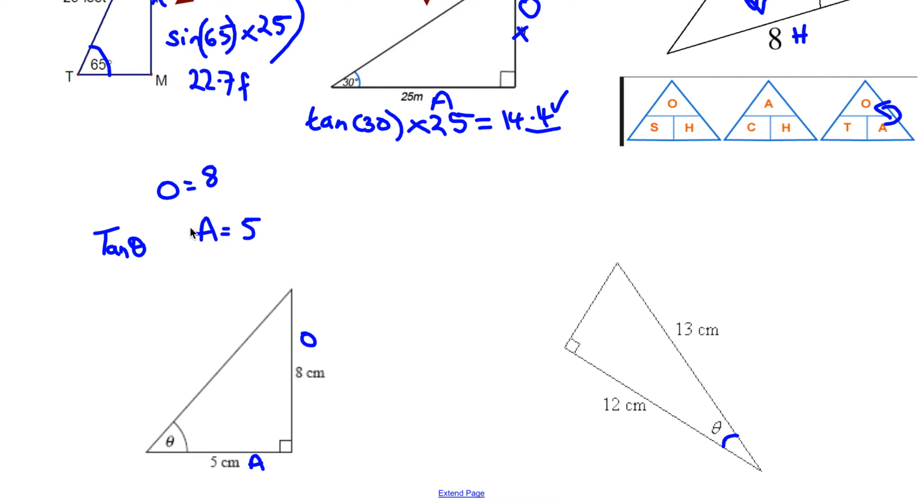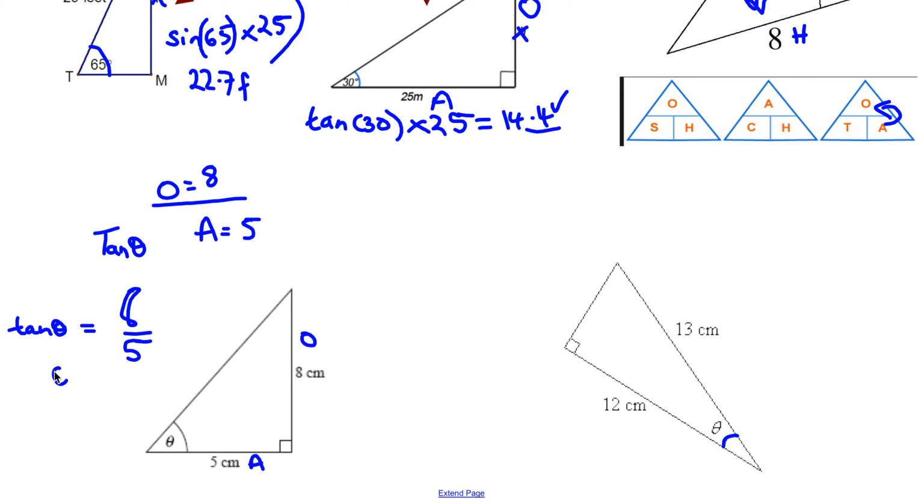Now as we're trying to find out the angle, I'm going to take my two known values and divide them, because the A is under the O. I'm going to do 8 over 5, and that's going to equal the tan of the unknown angle.